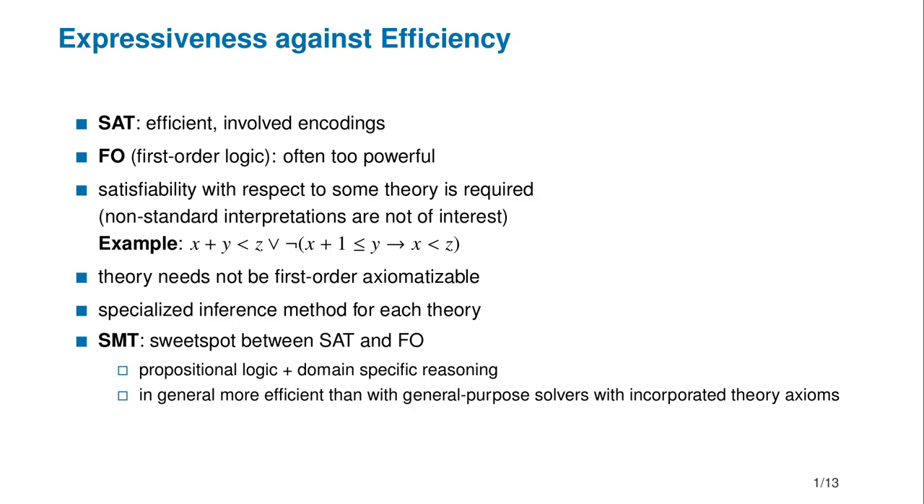A very expressive language is first order logic. It offers a lot of language concepts, but often it's too powerful. Often the concepts that are there are not needed, and they make the reasoning unnecessarily hard. Because of this, it can be that a first order solver cannot decide a formula, while it would be possible if some language elements, which are not needed, would not be considered. So first order logic is often too strong.